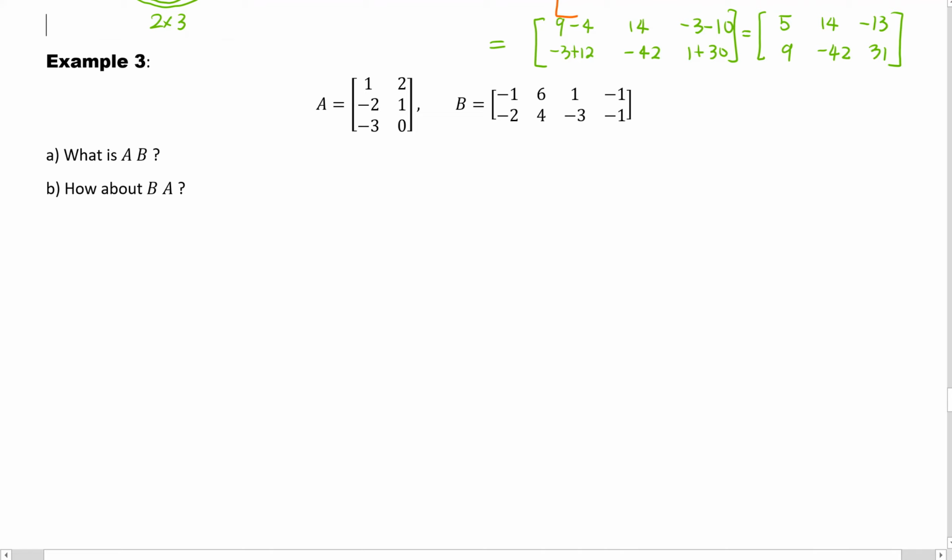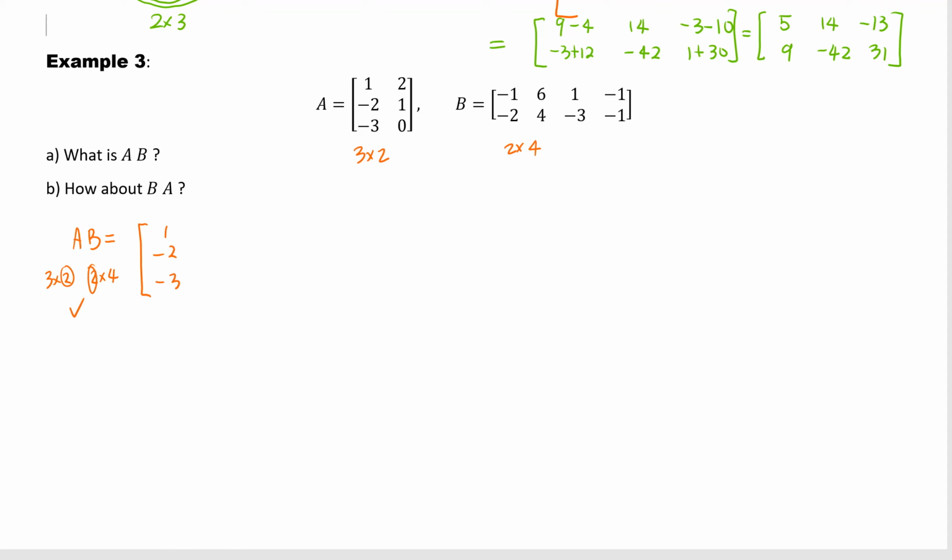So what's the size of A? How many rows? 3. How many columns? 2. Matrix B: how many rows? 2. How many columns? 4. Okay, so what is AB? Well, AB is 3 by 2 times 2 by 4. Does the inner dimension match? Yes. So let's put down the matrix here. Minus 1, minus 2, 6, 4, 1, minus 3, minus 1, minus 1.